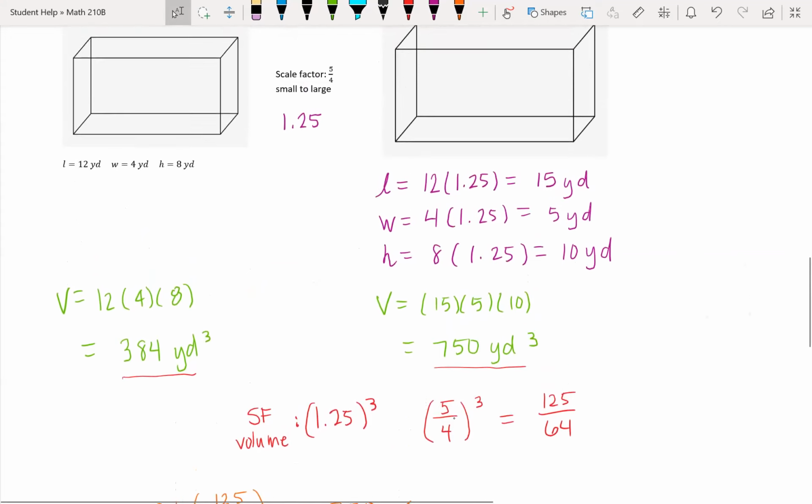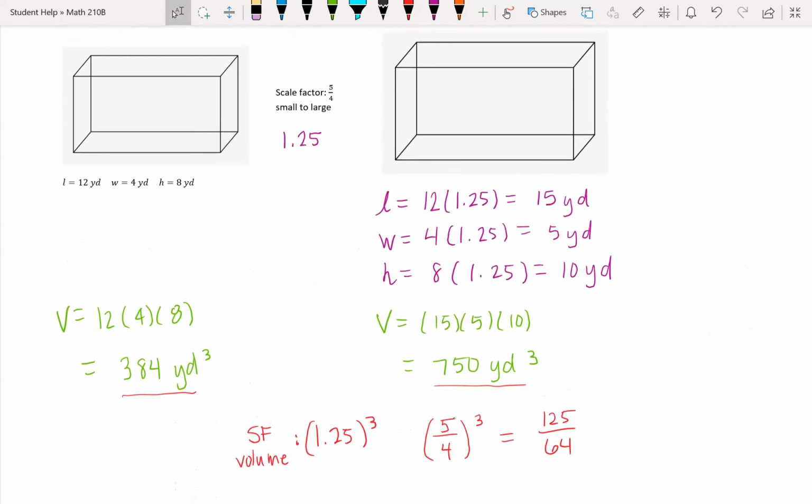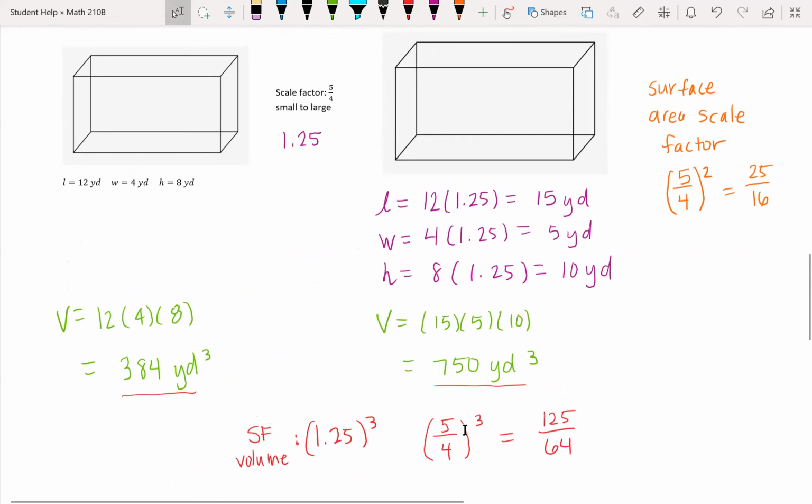If I were to calculate the surface area of these two, the surface area scale factor is going to be 5/4 squared because surface area is square units, or 25 over 16. So that's how the two surface areas would compare to one another.